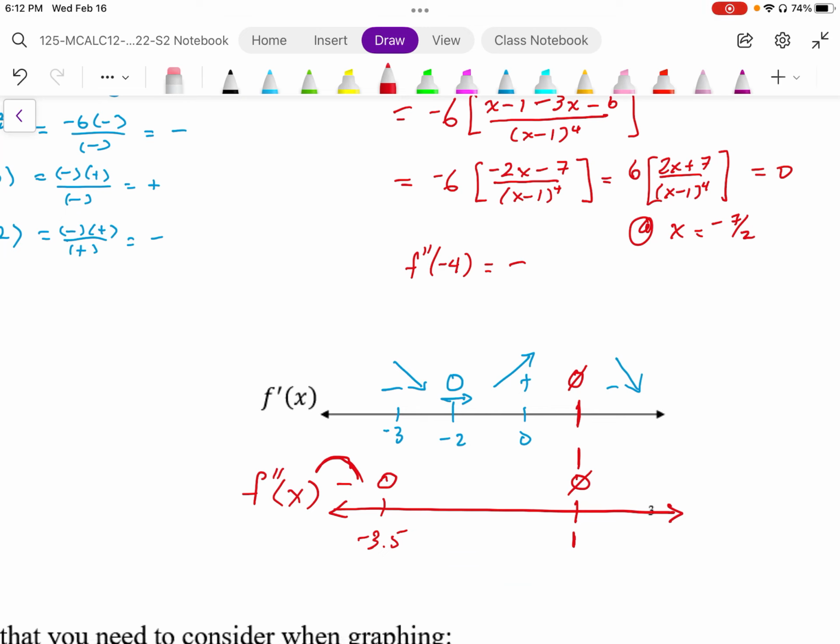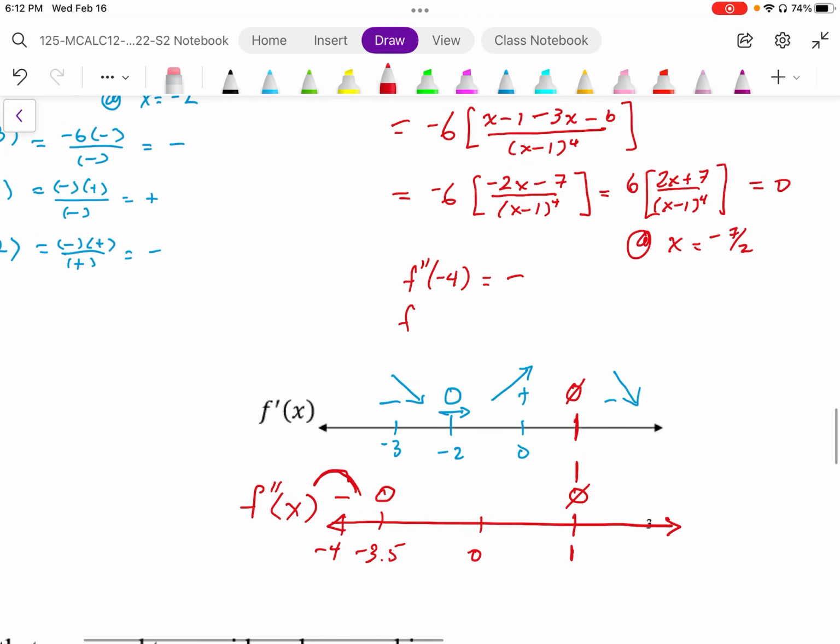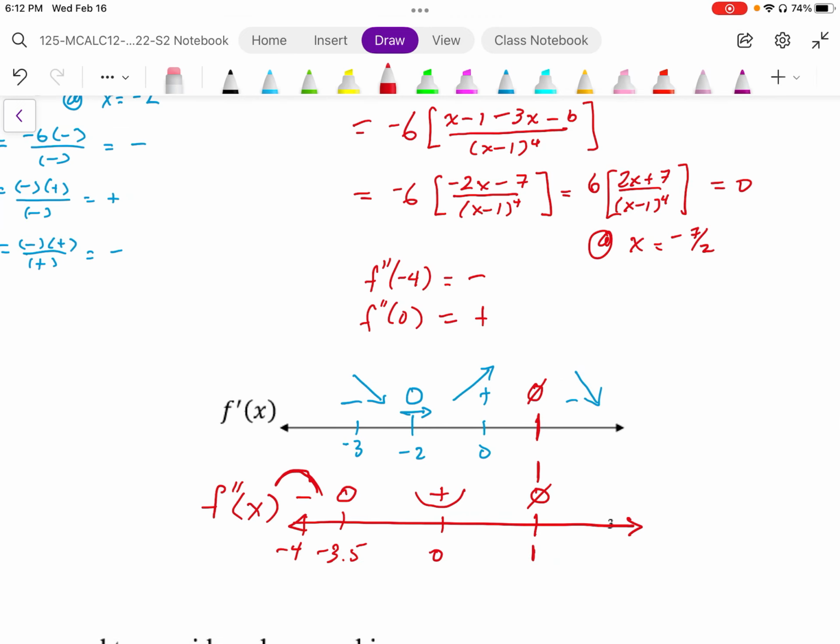Between negative 3 and 1, I'm going to test it at 0. So that was at negative 4. I'm going to plug 0 in. So the second derivative at 0. Testing that, I'm going to end up with positive concavity. And then on the other side of 1, I'm going to just use 2 as my test point. I plug 2 in. Again, that's going to give me positive concavity. So it's going to look like that. Okay, so this is at x equals 2. So there's my concavity chart.